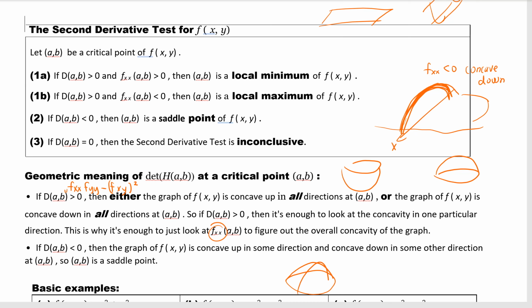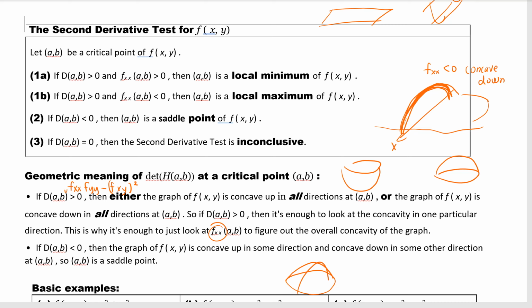If D is negative, that means the graph is concave up in some direction and concave down in some direction at (a, b). So (a, b) is the saddle point. Okay, so if D is positive, then the concavity in all directions is the same. So you just look at one direction, for example, fxx.